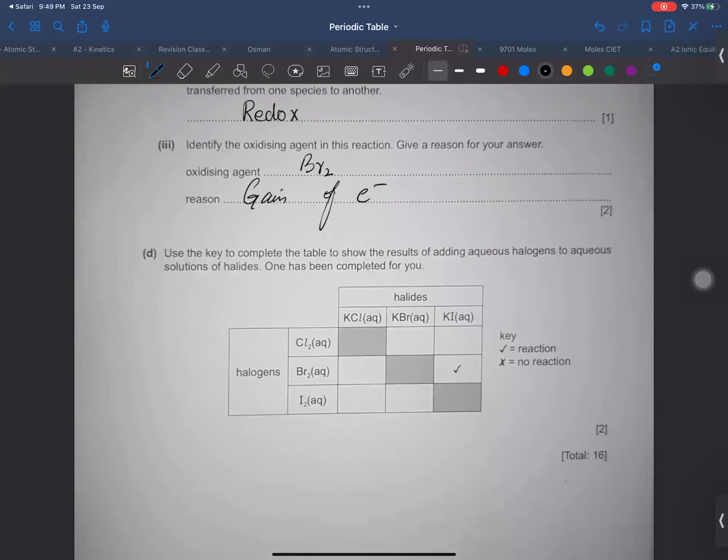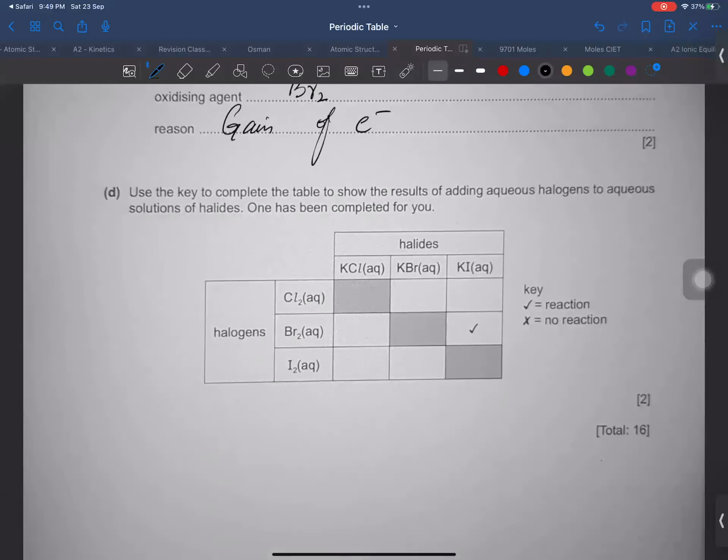We are talking about past papers of the periodic table. Sir, I have a question. Yes, go ahead. Can we say bromine reduces itself?